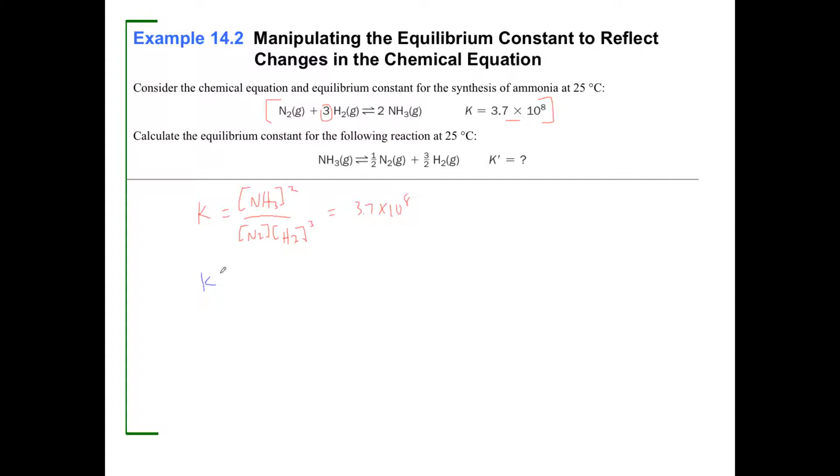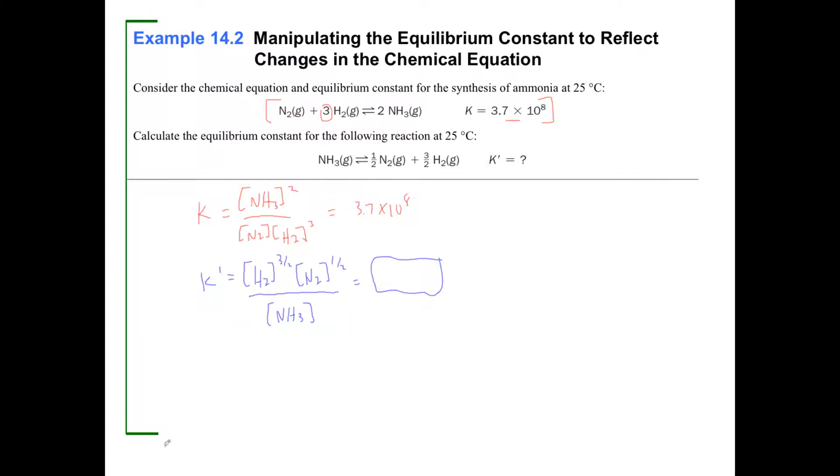Now let's look at this other one. This other one, K prime, we don't know what the number is, but we can express it, right? We can say that is equal to H2 to the 3/2 times N2 to the 1/2 over NH3. All right, so there's two differences between these two, and I don't know what this is. That's really what we're asking, right? There's two differences between these two. One of them is that this is upside down, right? The NH3 is on the bottom over here, it's on the top over here, okay?